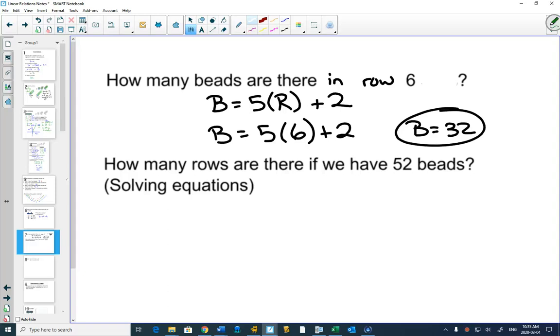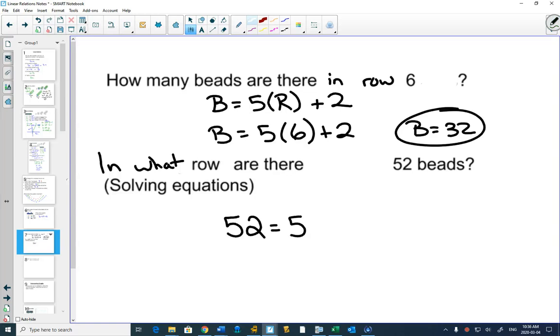In what row, again, my wording, I don't like it here. Change this to, in what row are there 52 beads? So now this is a solving equations one. You know that the beads are 52. So 52 equals 5R plus 2. You have to see if you can figure out what number would go for R that makes that work.